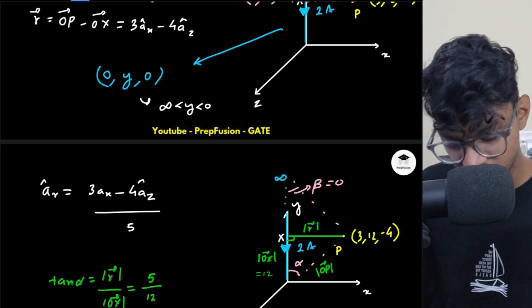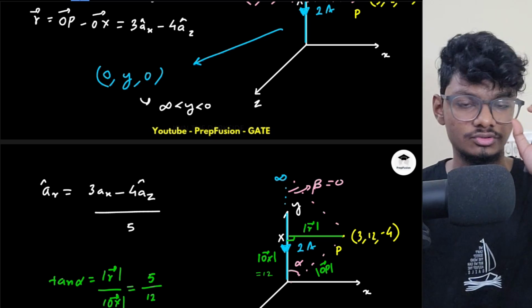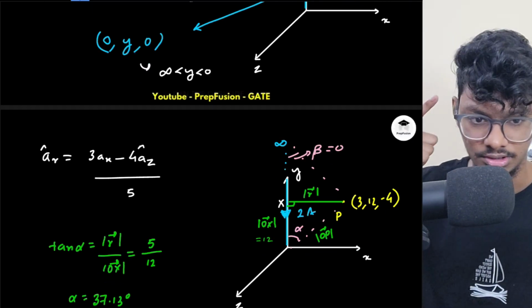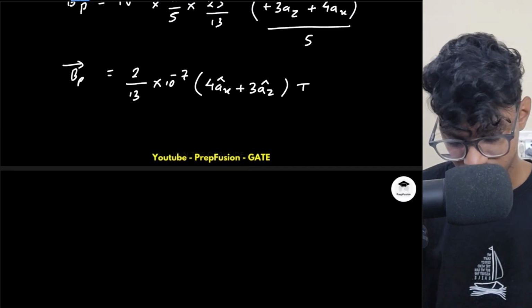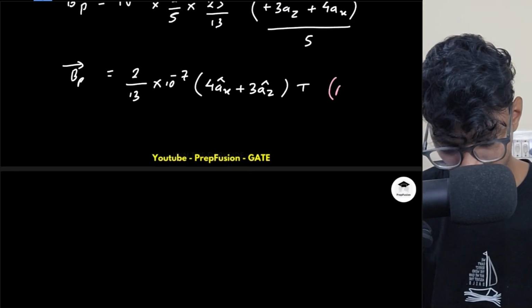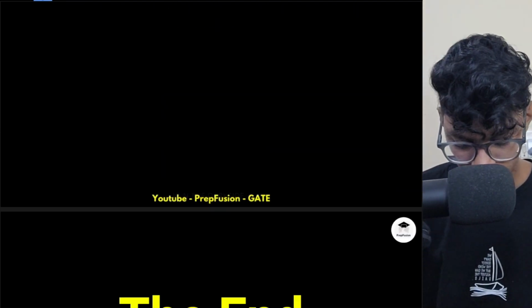If the exact position is not given, just find the magnitude, and using your right hand rule you can discuss the direction. Okay, so that was it basically for this particular question, and this is a very good question. Now let's move on to the next question.